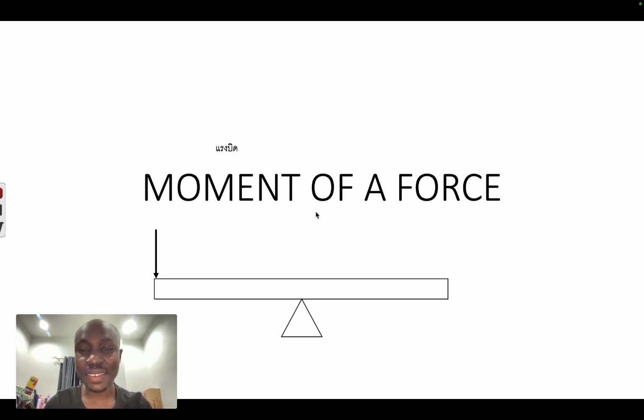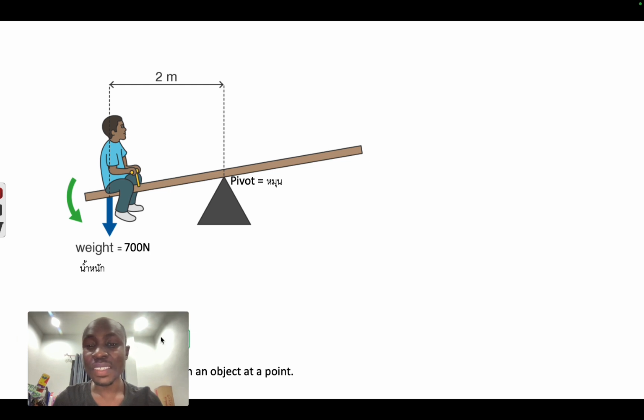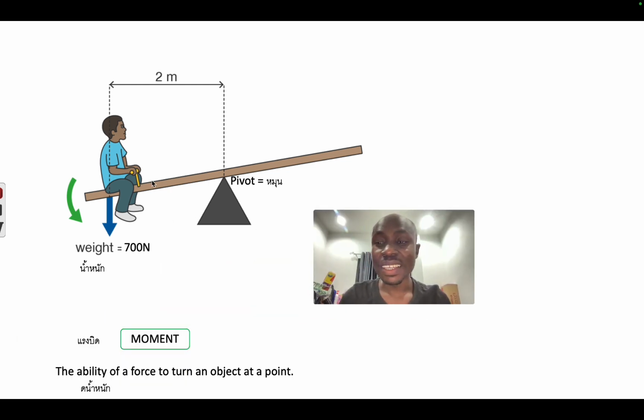Let's start right now. If you sit on a seesaw, you're going to see that your weight, which is a force, is going to push down on one side of the seesaw, and the seesaw is going to turn. It's going to turn about this point. We call that a pivot. So you put a force on one side and it turns it. Now the ability of a force to turn an object about a point is called the moment.